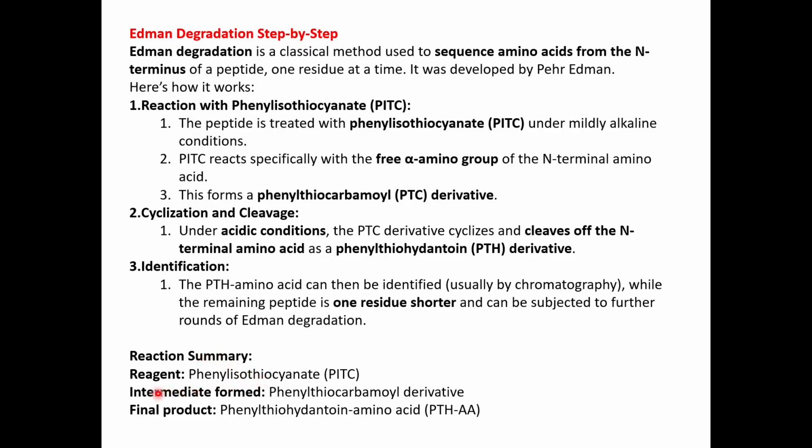So basically, the reagent used here is PITC, and the intermediate that is formed is phenyl thiocarbamyl derivative, that is PTC, and the final product that is formed is PTH amino acid, which will be removed from the original sequence. So this is a short recap of the Edman degradation.